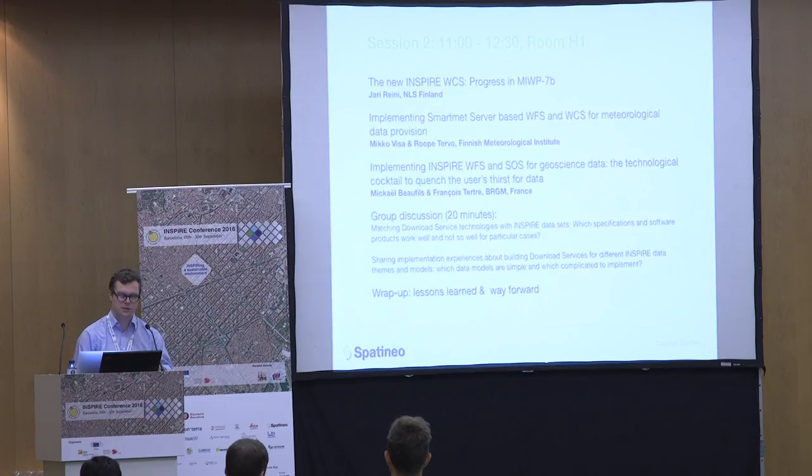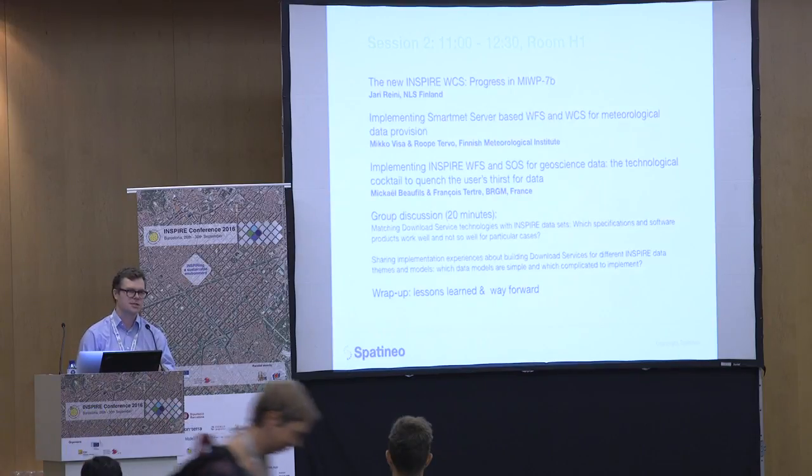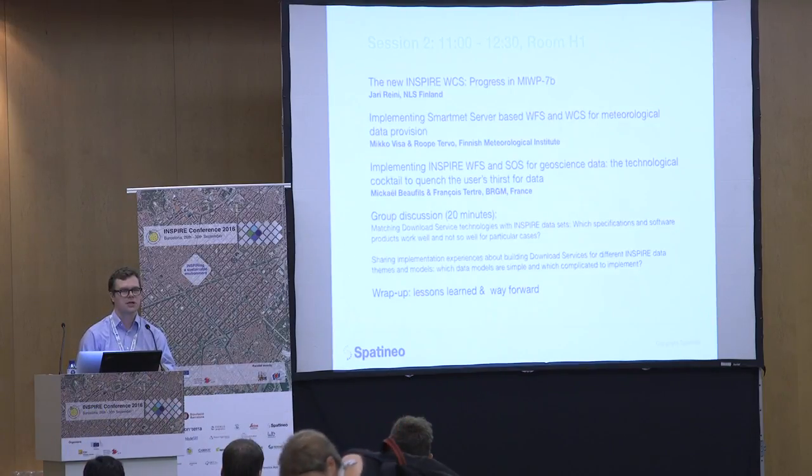Then we have a couple of use cases. One is for the meteorological data from the Finnish Meteorological Institute about their SmartMet server implementation, which implements both web feature service and web coverage service, and uses that for meteorological data provision. Then we have another case study from BRGM, which involves both web feature service and sensor observation service.